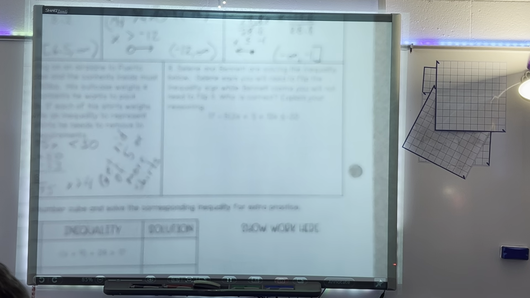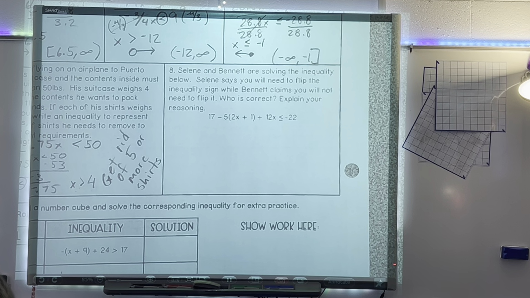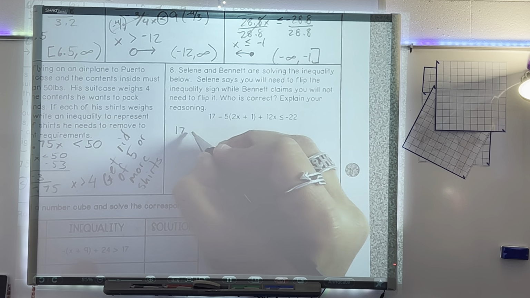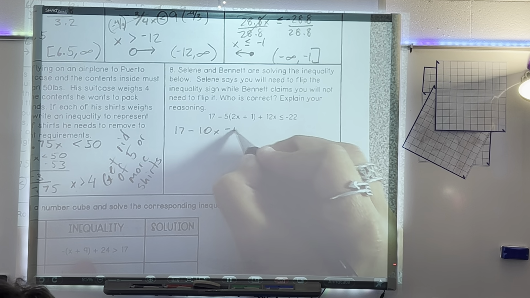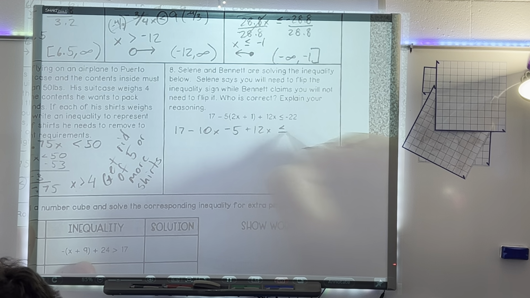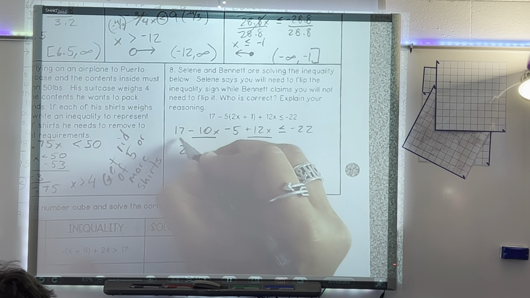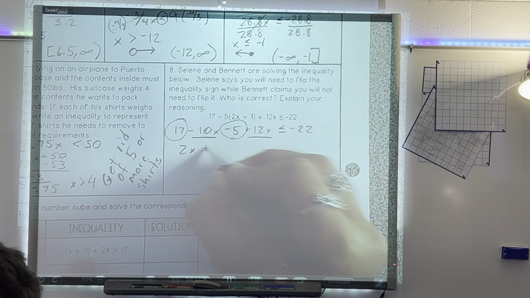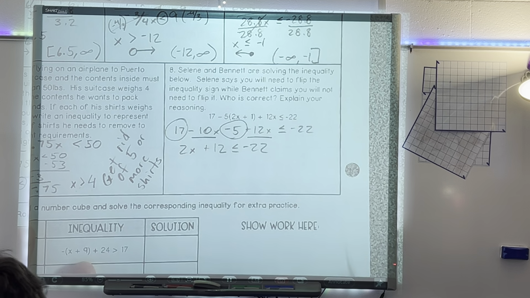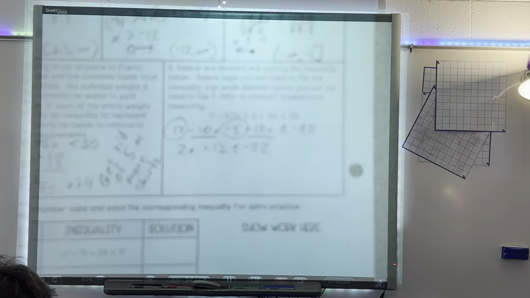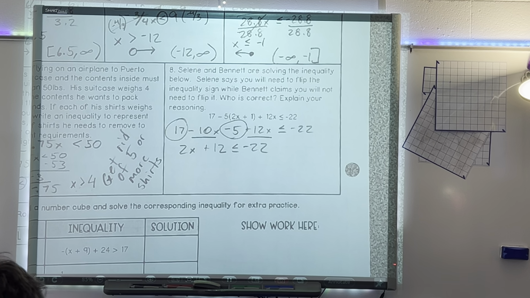Celine and Bennett are solving this inequality. Celine says that the inequality is gonna flip, and Bennett says no, and we gotta decide who's right. That's what's happening here. All right, so do the first step of this. Actually, I want you to do the first 2 steps, and then I want you to stop, and then I want to talk about it for a second. Do your first 2 steps and then look up there and make sure yours matches mine, because that's where I want you to stop for a minute.